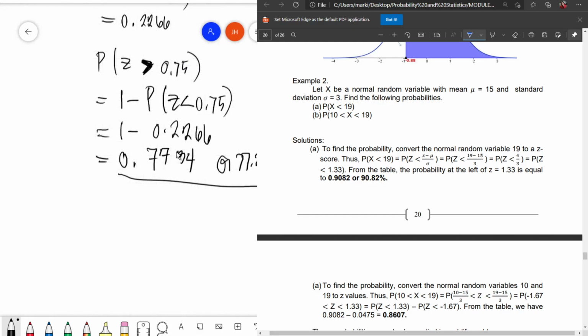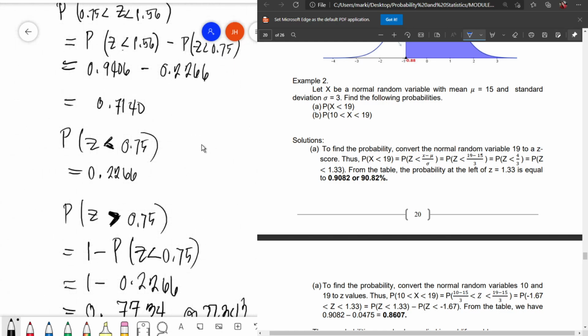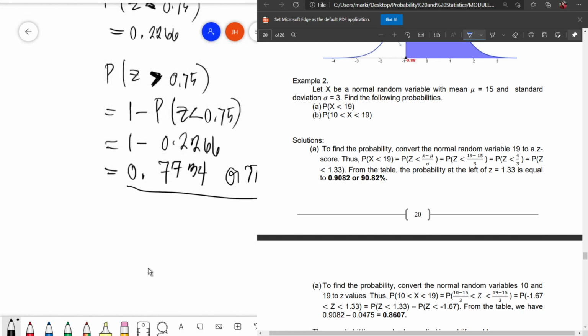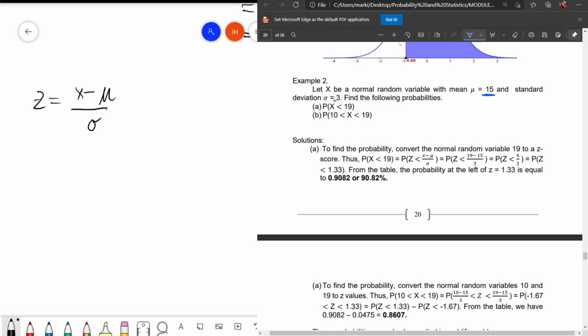Tapos, proceed ulit kayo dito. So, i-proceed nyo ulit dito. Hindi po to ma-change kung galing po kayo sa standardize, ito lang ulit yung gagamitin nyo. Okay? So, example here, normal distribution mean 15, standard deviation is 3. Ito yung ibig sabihin nito. Less than 19. So, example, answeran po natin to ha.